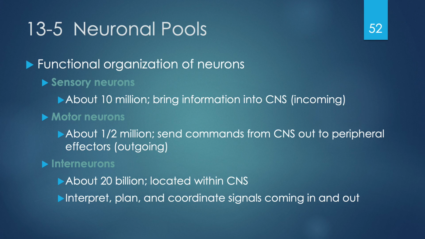Now, interneurons are, as you would probably think, in between the sensory and motor neurons. We have about 20 billion of them, so they outnumber our sensory and motor neurons together, and they're located within the central nervous system. The interneurons are such an important part because they interpret, plan, and coordinate the signals that are coming and going. So we're going to talk more about interneurons in this section.